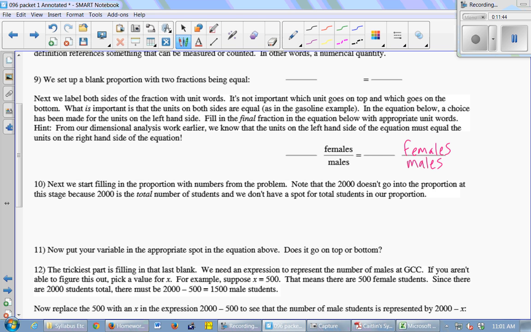Okay, so next, number 10 here. Next, we start filling in the proportion with numbers. Any numbers from the problem, okay? So notice that the 2,000 cannot go into the proportion because 2,000 is not a measurement of the number of females or a measurement of the number of males, right? 2,000 is the total altogether, so 2,000 is not a number that we can put in here. Okay. What numbers can we put in? 3 to 2. We know that the ratio of females to males is 3 to 2. So I put those two numbers in.